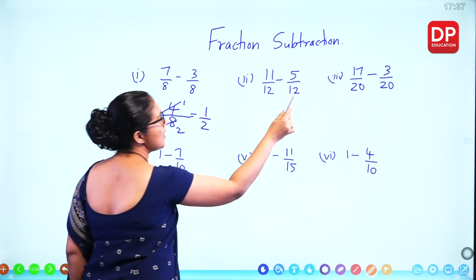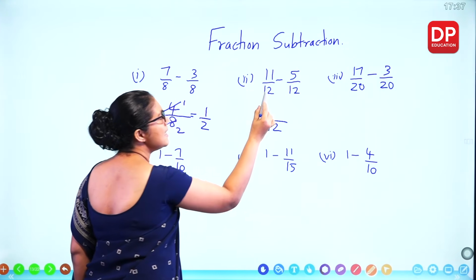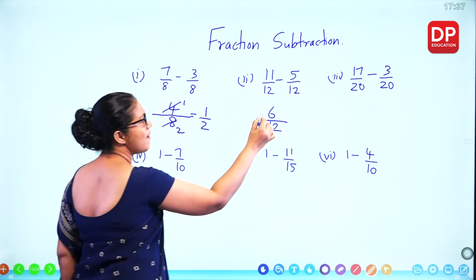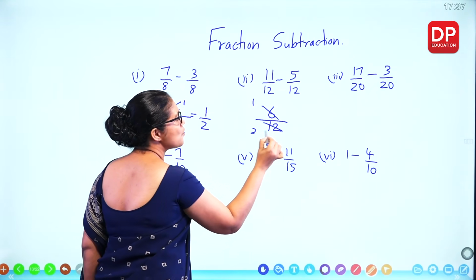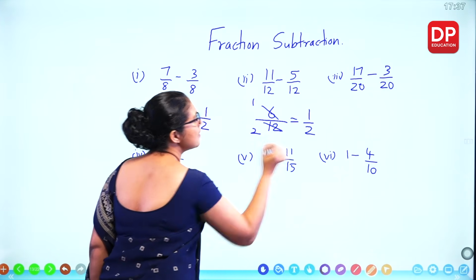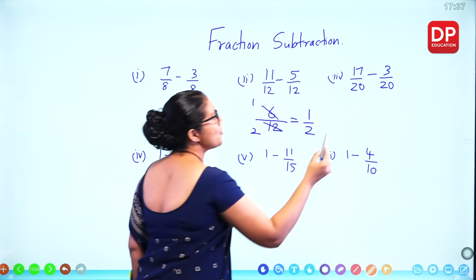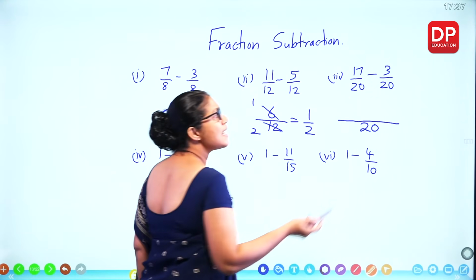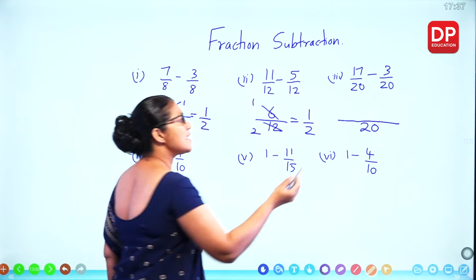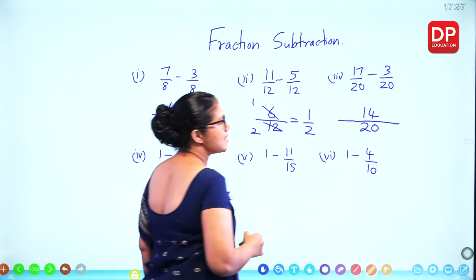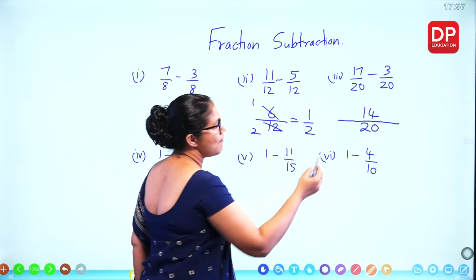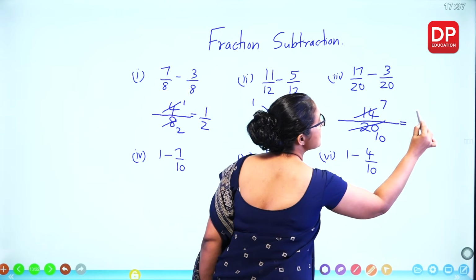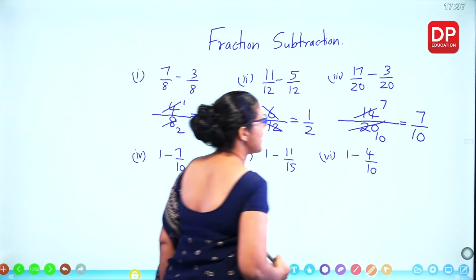What about this one? 12 is the common denominator. 11 minus 5 is 6. Again, you can simplify. 6 times 1, 6 times 2. What's the answer? Half. What about this one? Same denominator, 20. 17 minus 3. 17 minus 3 is 14. You can simplify this. So you can divide by 2. You get 7, divide by 2, 10. So what's the answer? 7 over 10.